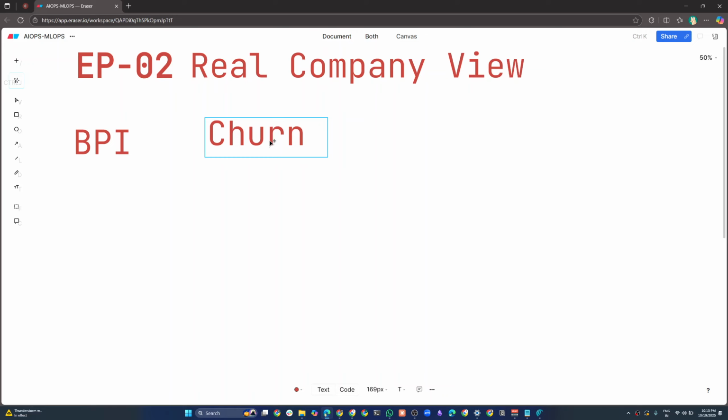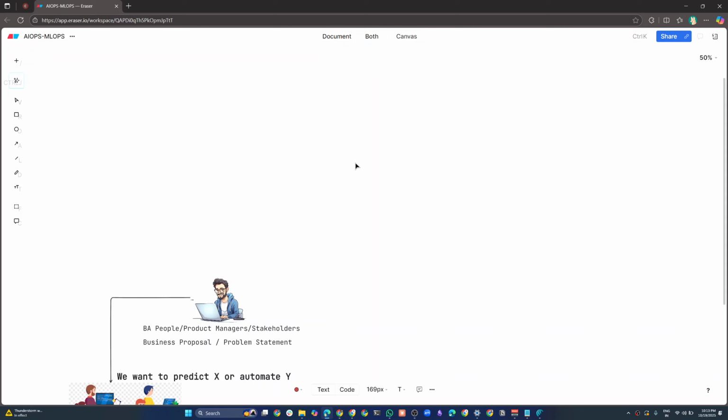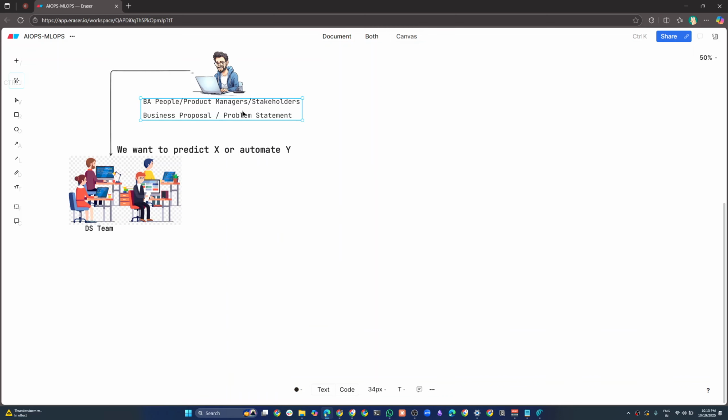And who are all the people involved here? Business people, product managers, and stakeholders who come up with the business proposals or problem statement. These are the people who identify things in the business, and then they discuss with the data science team. Which team? The data science team. What will this data science team be doing?